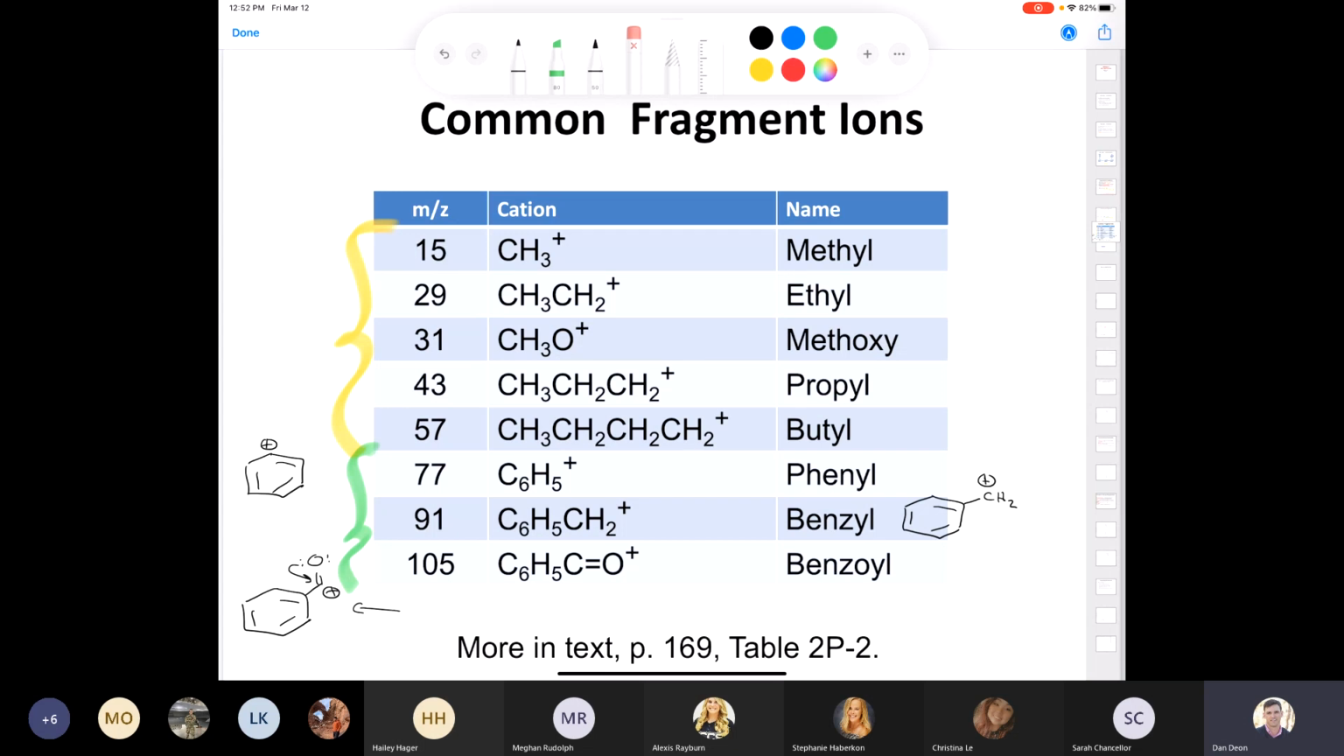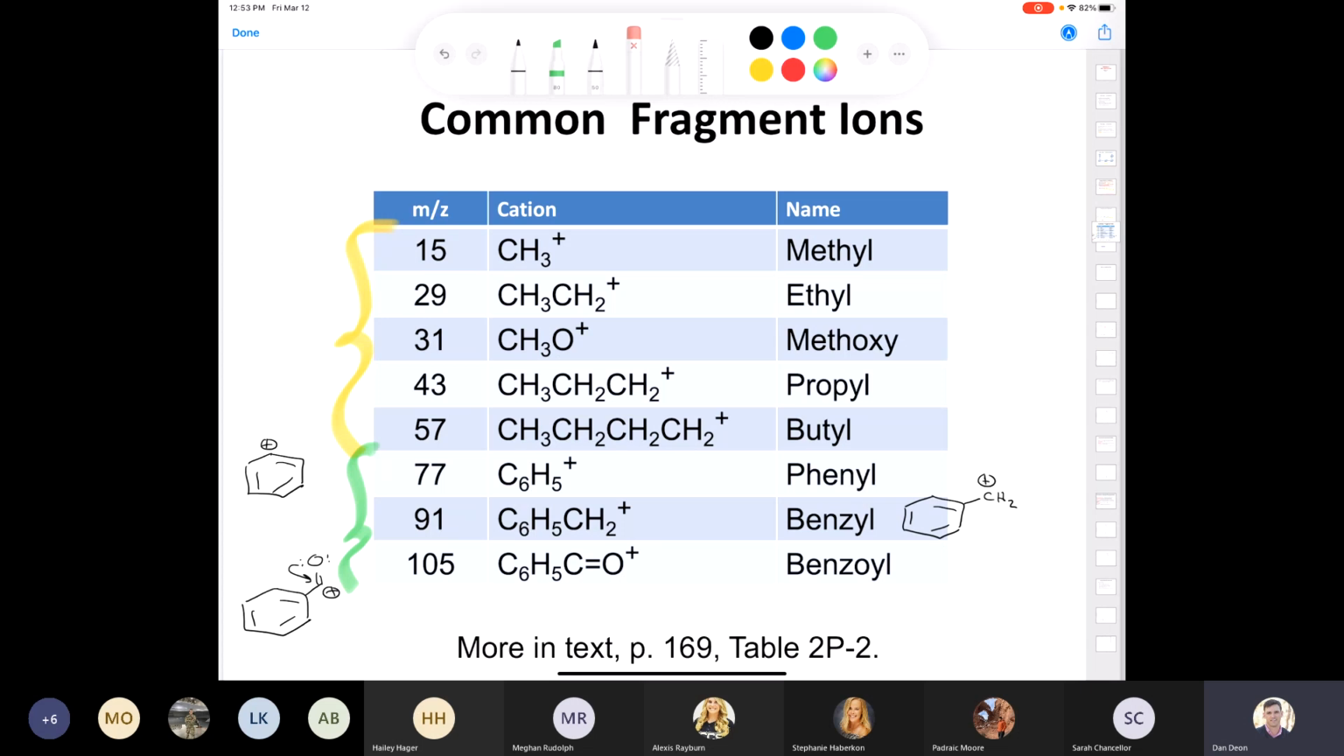So again, the benzoyl cation, the benzyl cation at 91, and the phenyl cation at 77, okay, and benzoyl at 105. These are going to come up a lot. Once you get really well practiced and well versed in mass spectrometry, once you recognize or memorize these fragments, you're going to be able to look at a mass spectrum very quickly and make very quick assumptions and assessments.